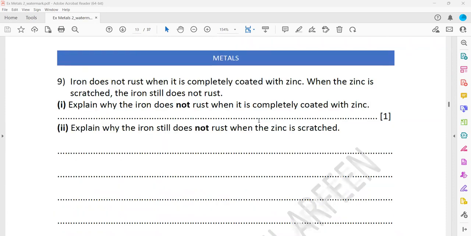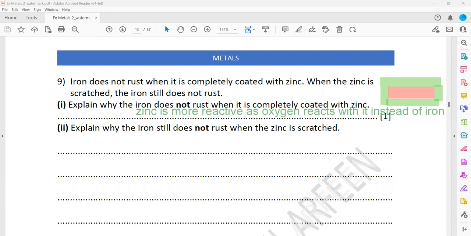In question 9, the iron does not rust when it is completely coated with zinc. When zinc is sprayed, the iron still does not rust. Explain why the iron does not rust when it's completely coated with zinc. Look, first thing, even if it's not zinc, if it was any other metal, iron won't rust. Even if it was copper, even if it is completely coated with that. So what is the reason for that? When it is completely coated, why does it not rust?